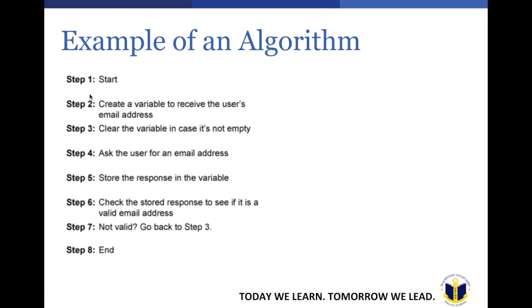We'll learn all about those. But you can see that this is an example of what a computer algorithm might look like if we wrote it out in plain English. We have all these steps to get one desired goal of getting an email address.